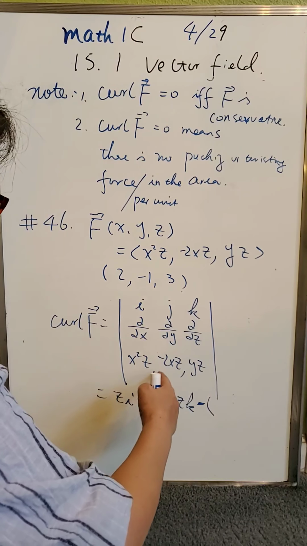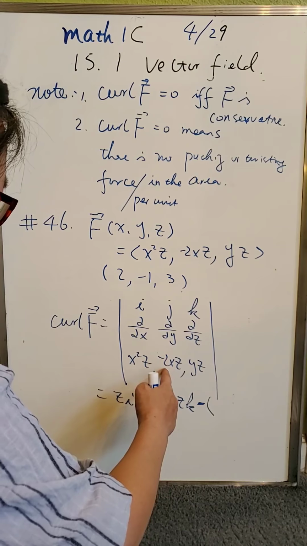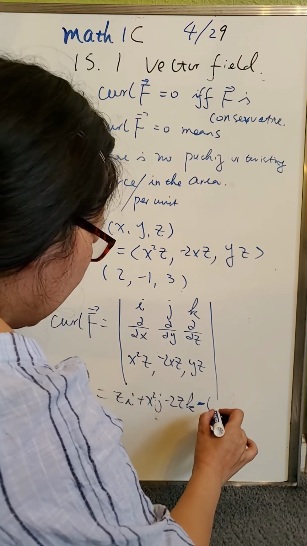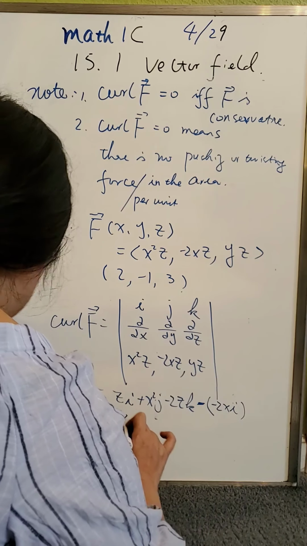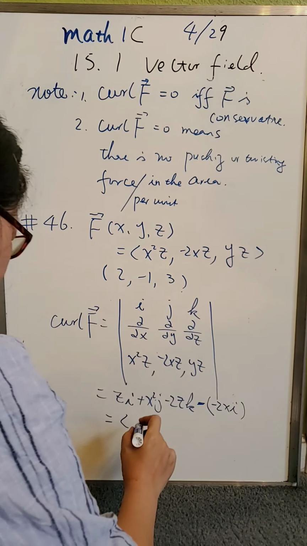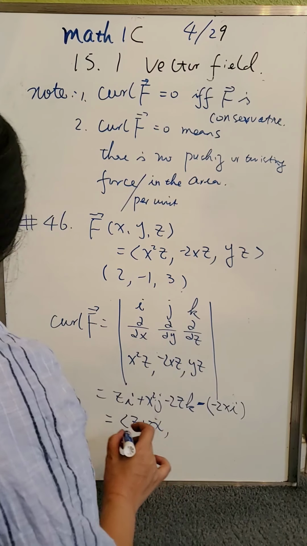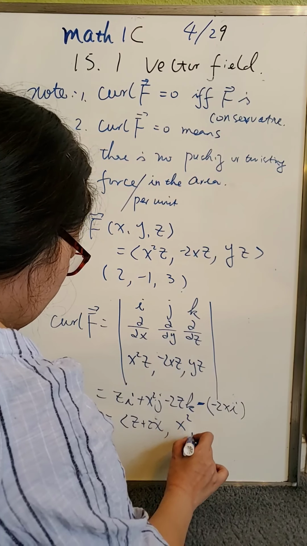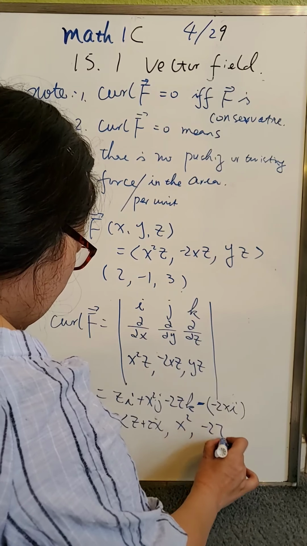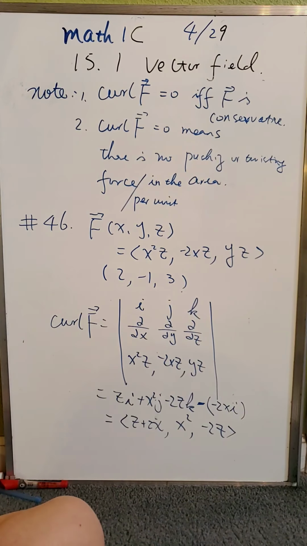So that's kind of nice. And there is z here, so it's minus 2x i. And then it comes out equal to z plus 2x, and then x squared, and then negative 2z. And then now you put the point inside.